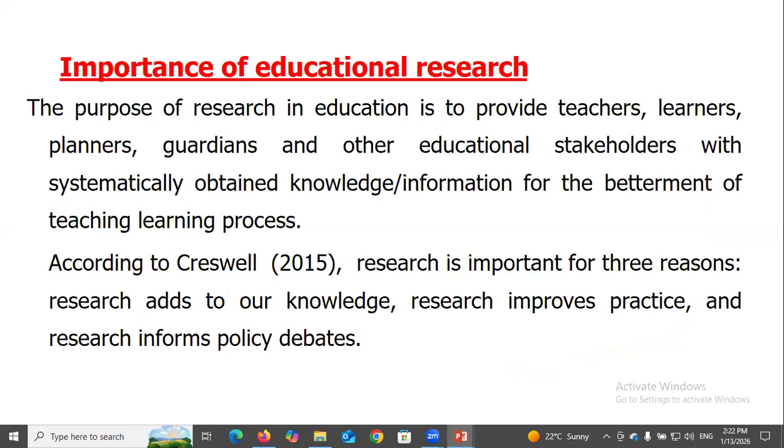Importance of educational research. The purpose of research in education is to provide teachers, learners, planners, guardians, and other educational stakeholders with systematically obtained knowledge and information for the betterment of learning purposes. According to Creswell 2015, research is important for three reasons. Research adds to knowledge, research improves practice, and research informs policy debates.